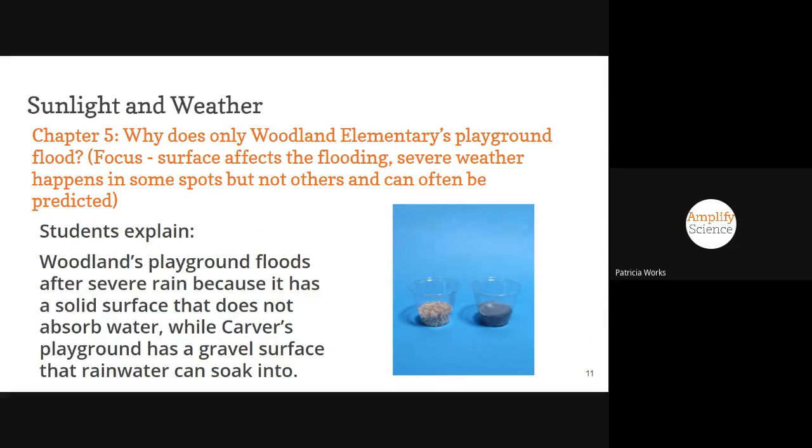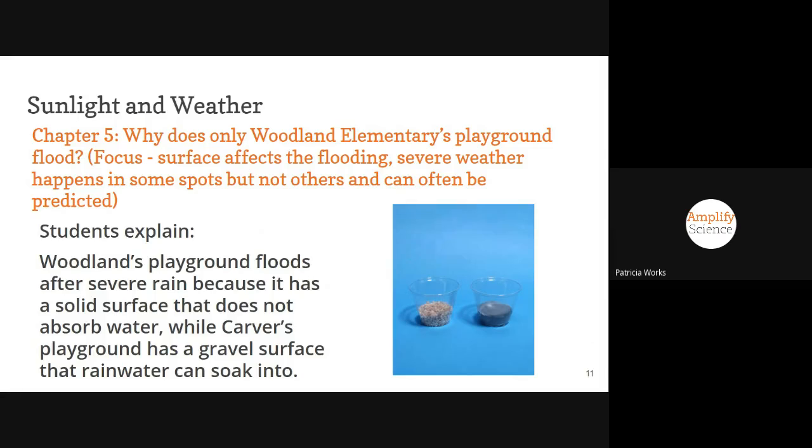Chapter 5 addresses the idea that sometimes severe weather affects people and sometimes it doesn't, as students work to figure out why Woodland Elementary's playground floods, but Carver's playground has not flooded. In this chapter, students read about predicting severe weather, and they use flooding models to investigate why one playground floods.